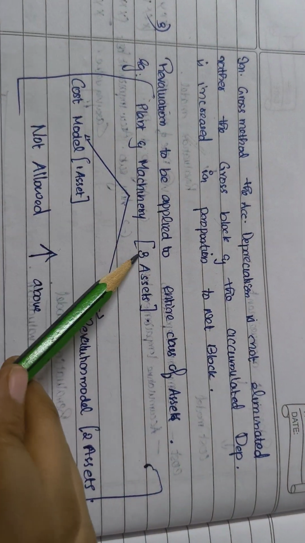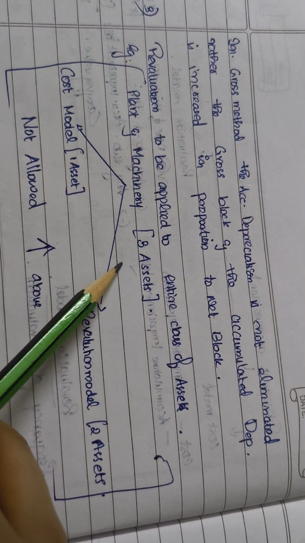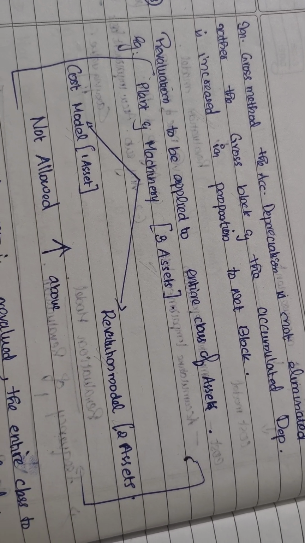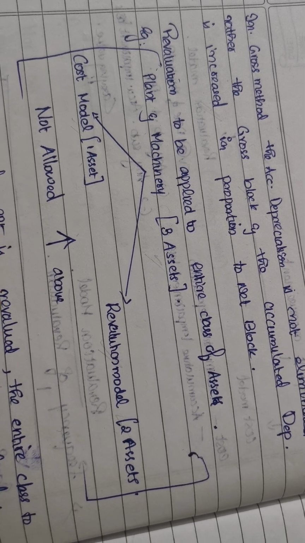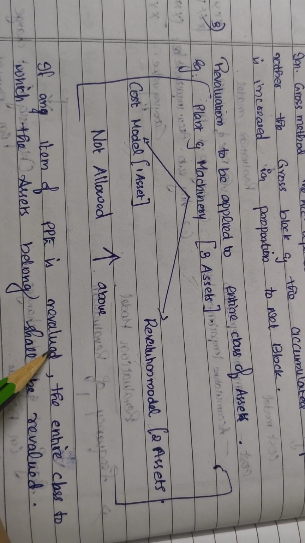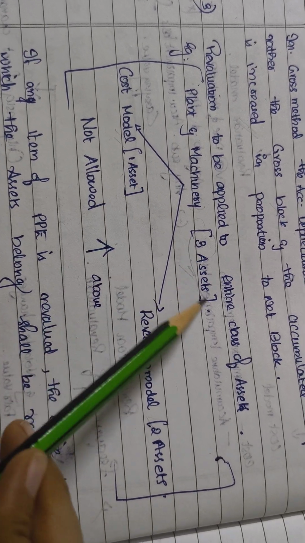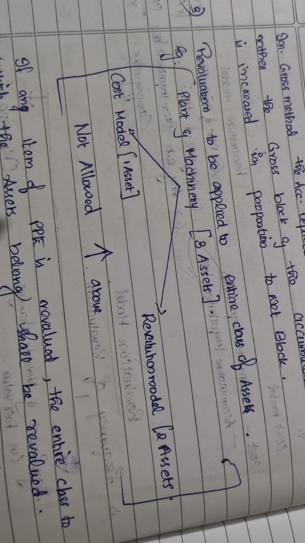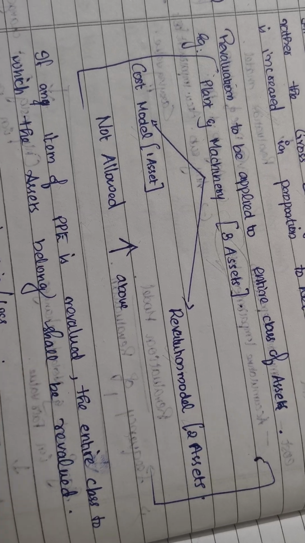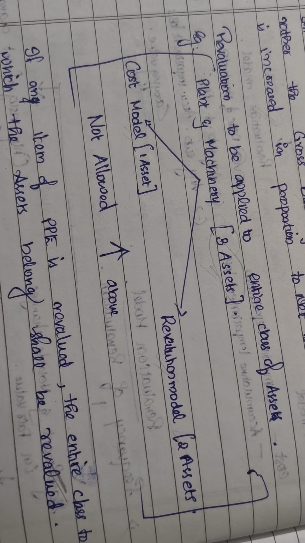And next, revaluation is to be applied to the entire class of the asset. Suppose plant and machinery. In plant and machinery, there are 3 assets. The cost model is followed for 1 asset and the revaluation model is followed for 2 assets. Is this a correct approach? No, because this approach is not allowed. If any item of PP is revalued, then the entire class to which the asset belongs shall be revalued.